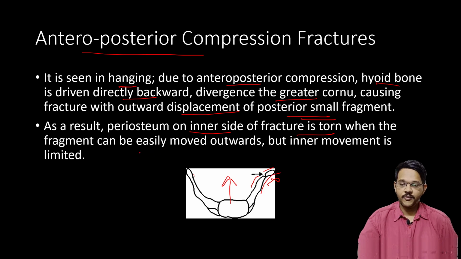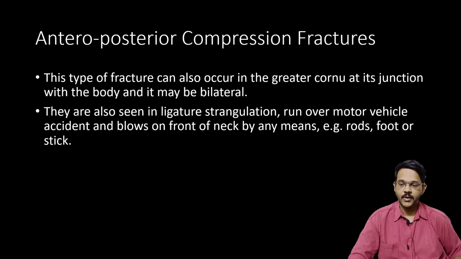The fragment can be easily moved outwards since it is fractured, but if you try to move it inward, the movement will be limited up to the normal position. This type of fracture can also occur in the greater cornu at its junction with the body, and it may be bilateral also. It is also seen in cases of ligature strangulation where a ligature mark is present.